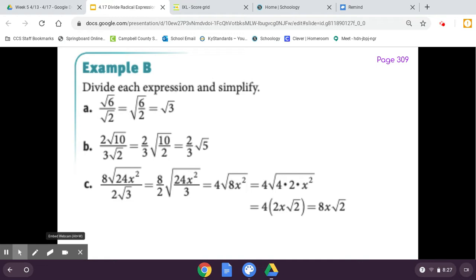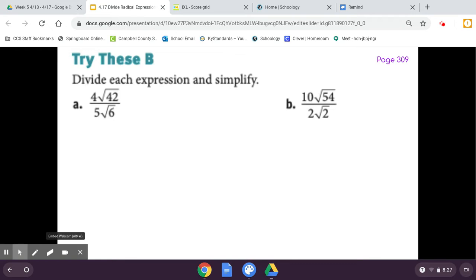All right, so on page 309, we're going to start with example B. I am not going to go over these. You can look at these yourself, but I am going to do some examples with you. All right, so here's our first problem here. As you can see, 4 does not divide by 5, so we're just going to leave that 4 over 5. 42, however, does divide by 6. 42 divided by 6 is radical 7. And that's your answer. It's really that simple.